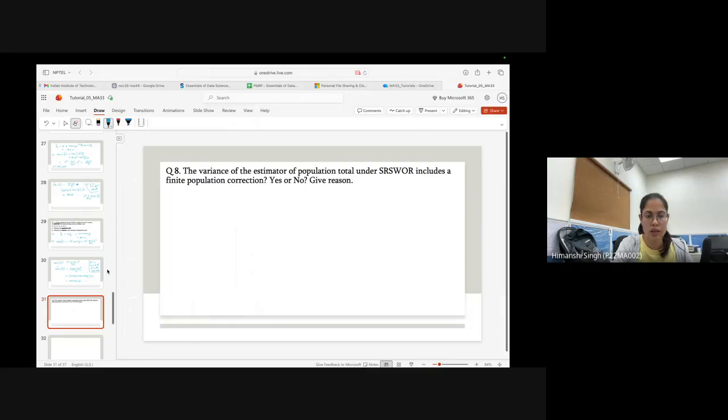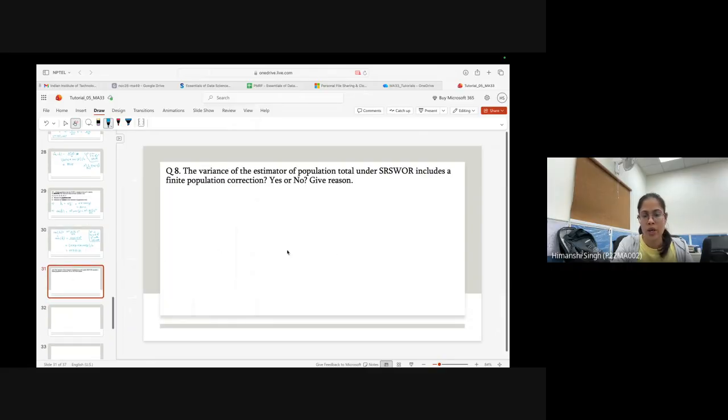So this is question 8. Here in the question it is written: the variance of an estimator of population total under SRSWOR includes a finite population correction. We have discussed the finite population correction previously. What is finite population correction? That is N minus n upon capital N. This quantity is known as the finite population correction, FPC. So the question is asking whether the variance of the estimator of population total under SRSWOR includes a finite population correction.